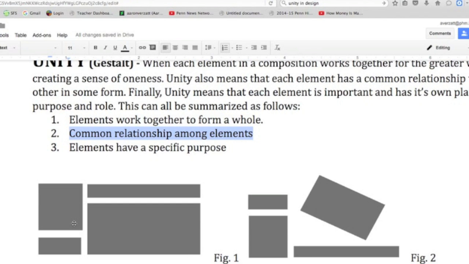They all happen to be of the same shape. They're all of the same species of rectangle, right? They're all different sizes and scales, but they're all rectangles, all right? So they're common in form. There's a commonality in form there. You can have unity by sharing shape, sharing form.